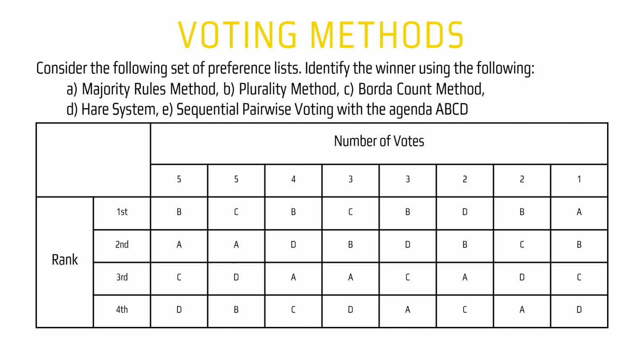So let's consider this problem. Consider the following set of preferences. Identify the winner using the following: majority rules method, plurality method, Borda count method, Hare system, and sequential pairwise voting with the agenda A, B, C, D. So let's first consider the majority rules method.